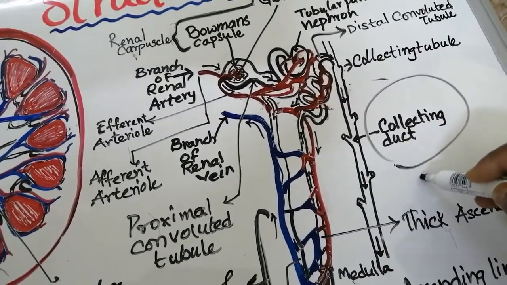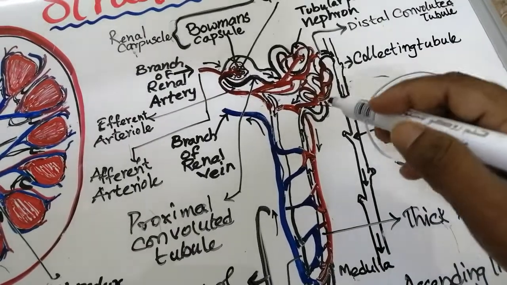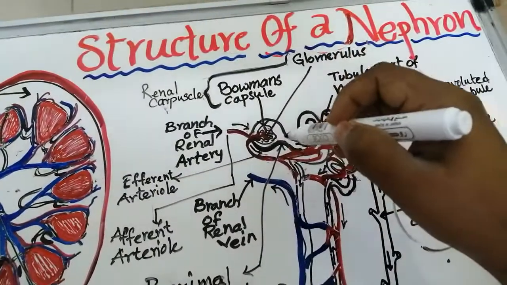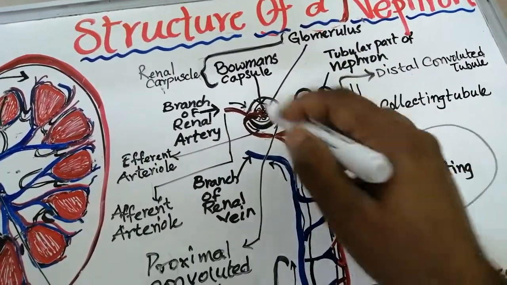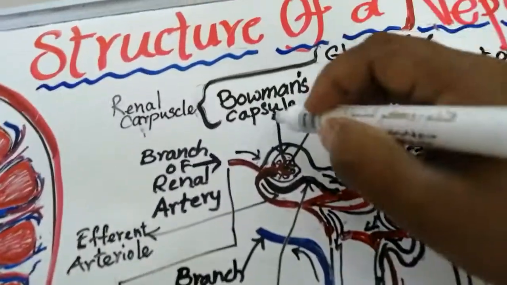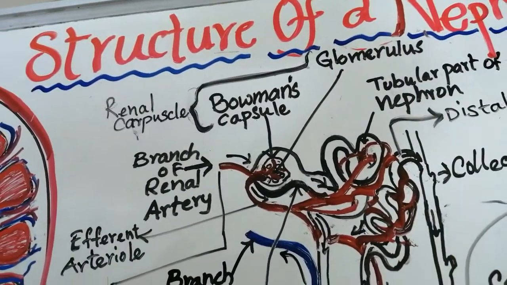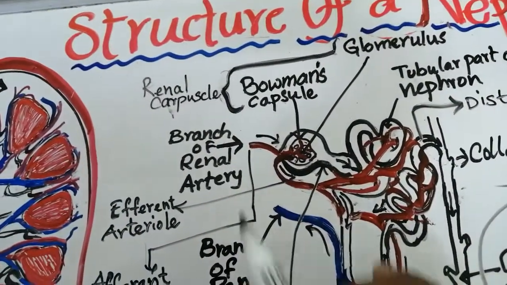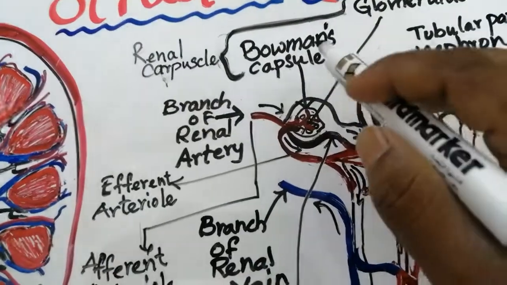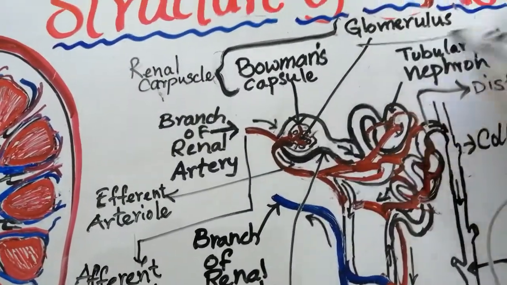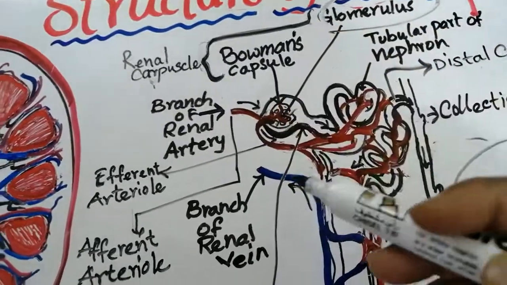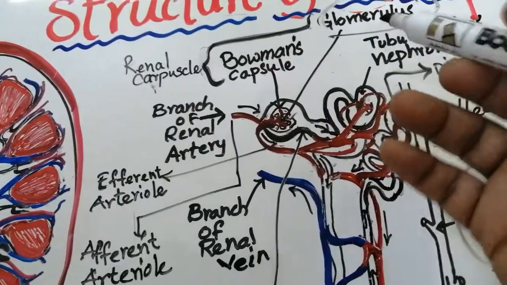It has a tubule that is connected to the collecting duct, and at one end it has a cup shaped structure. This cup shaped structure is known as Bowman's capsule, and every Bowman's capsule contains a cluster of capillaries called the glomerulus. You can see this part is called the glomerulus, found within the cup shaped structure of the Bowman's capsule.